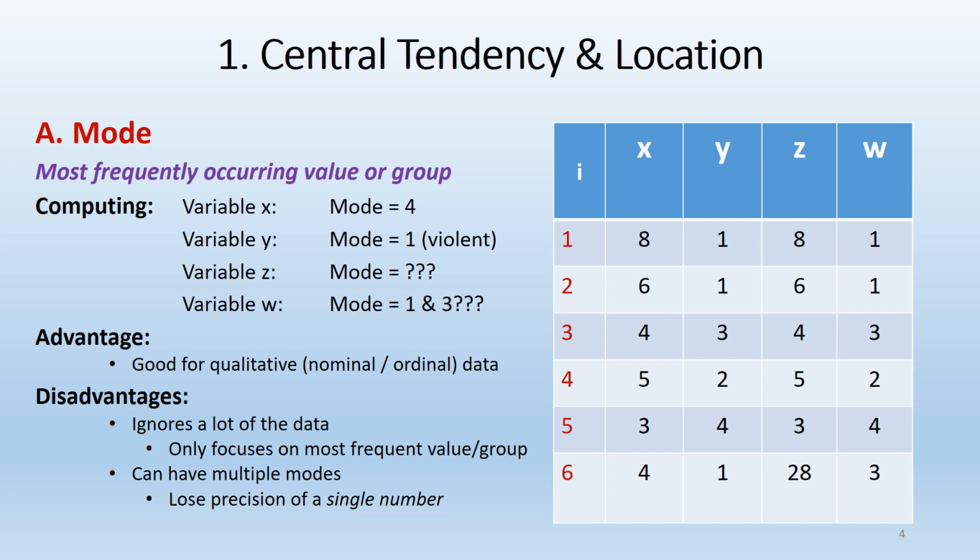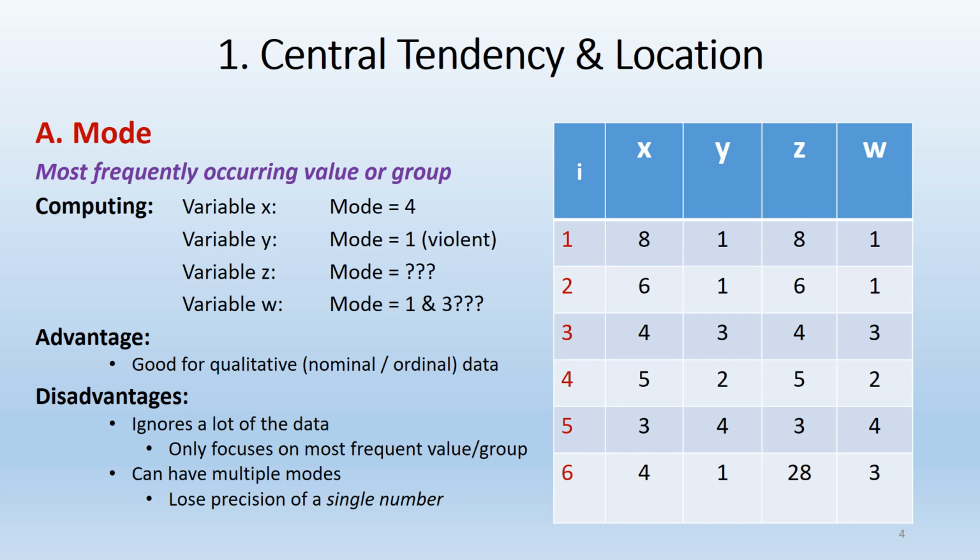Now, if my variable's ordinal, I may choose the mode or I may choose a different one, and we'll see that on the next slide. If my variable is at the quantitative level, the interval ratio level of measurement, then I probably am not going to want to use the mode as my primary measure of central tendency. And we'll see some better choices in a few moments.